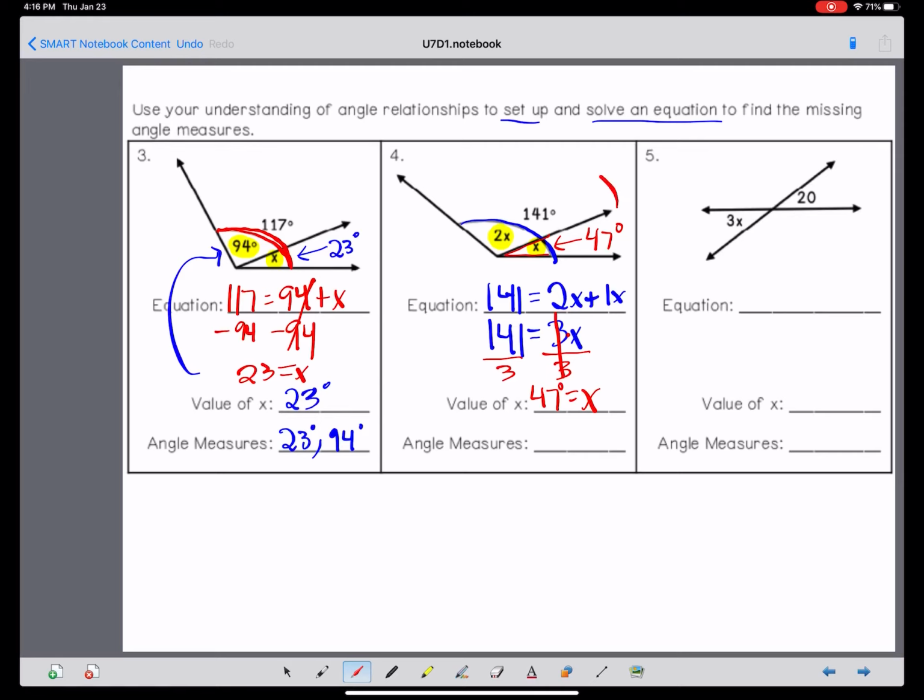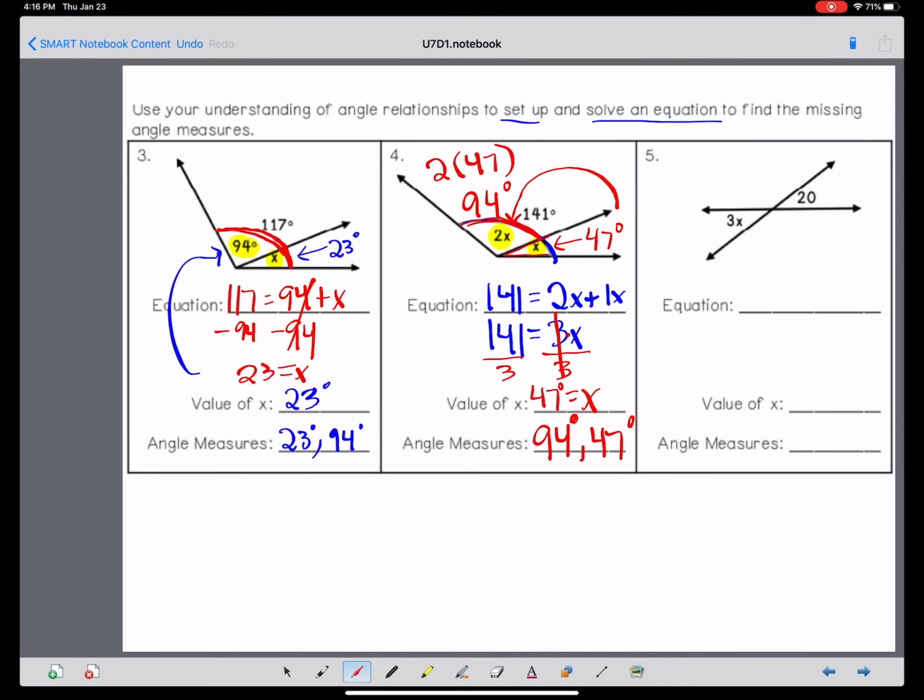But you'll notice over here, our x value is being multiplied by 2. So to get the angle measurement of this larger angle, I'm going to do 2 times my x value, which is 47. And if I do that, we will get 94 degrees. So the bigger angle is 94 degrees, and the smaller angle is 47 degrees. Let's go ahead and write that down.